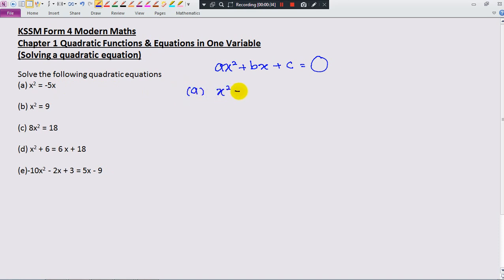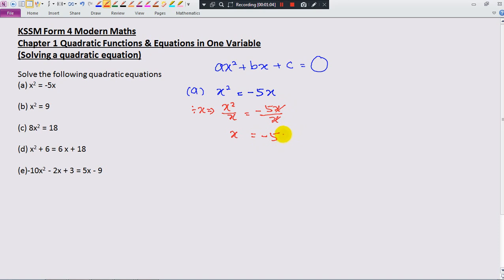Okay, let's look at part A. x squared is equal to negative 5x. Some students might solve it this way, but this is actually not the correct way. So they will divide both sides by x. So x squared divided by x, negative 5x divided by x. So here, x squared divided by x, you will get x. And this one, you simplify it, you get negative 5.